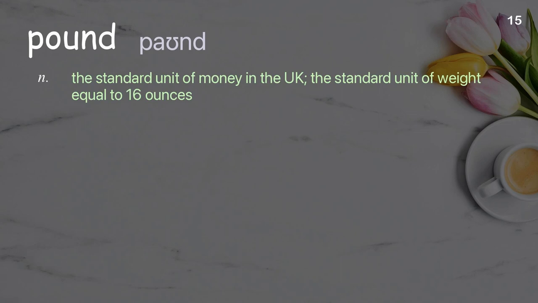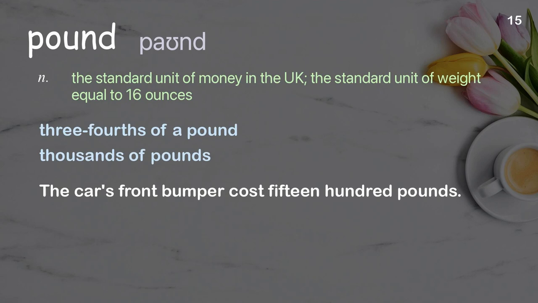Pound. The standard unit of money in the UK; the standard unit of weight equal to 16 ounces. Examples: Three-quarters of a pound. Thousands of pounds. The car's front bumper cost £1,500.